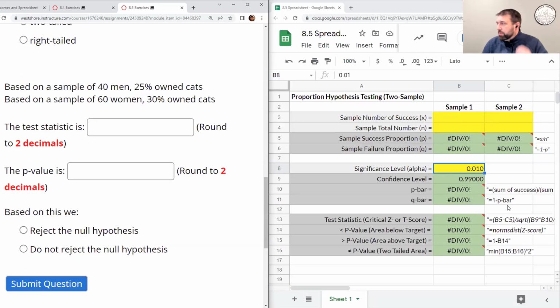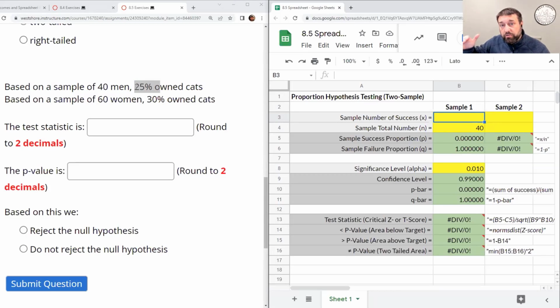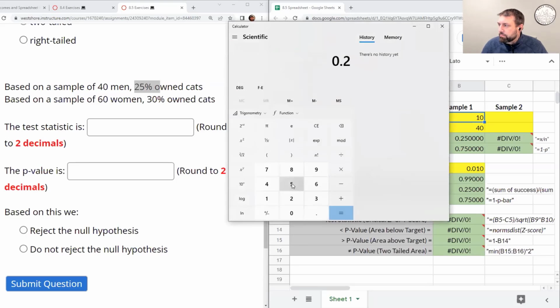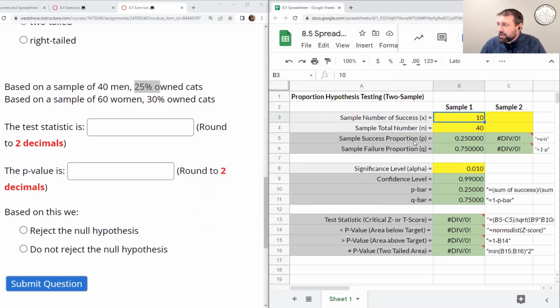Based on a sample of 40 men, 25% own cats. So they're giving me the P value. They're telling me P is 25% for the men. What number do I need to put on top here so that my P value is 25%? What number divided by 40 is 0.25? 25%, 0.25, multiplied by 40. What's 25% of 40? 25% of 40 is 10. So we got that, and we're going to drop that in.